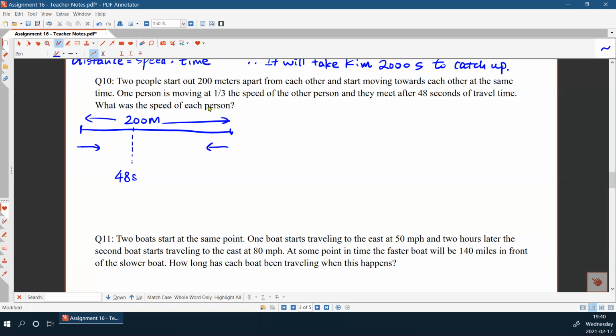So it's better to use a letter to denote one of the speeds, right? Okay, so let's use a letter V. Let V denote the speed. Okay, unit is meters per second because here it uses meters and seconds. So it's more convenient to use meters per second here. Let V denote the speed of the faster or slower person. Either one is okay, right? How about the fast person?